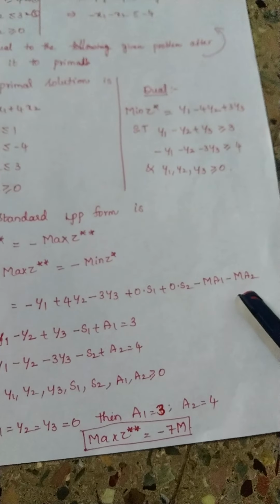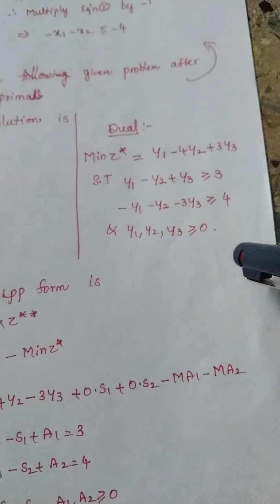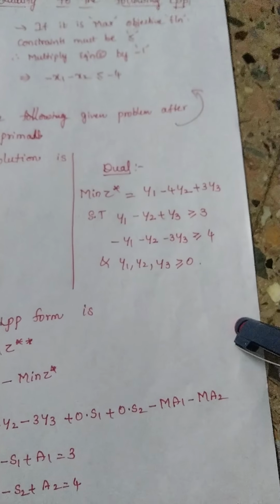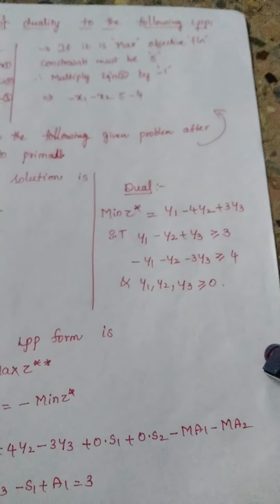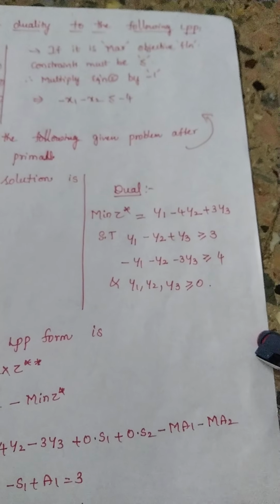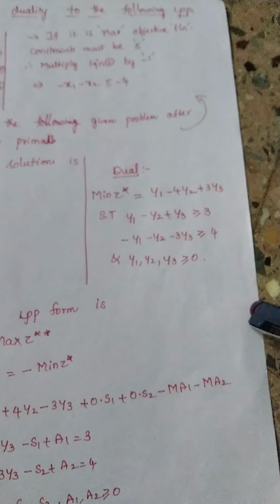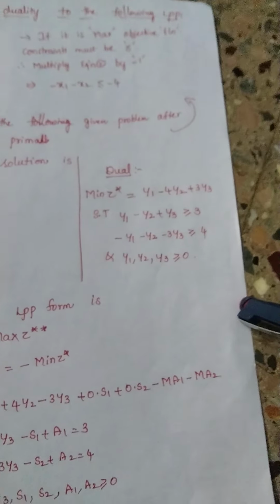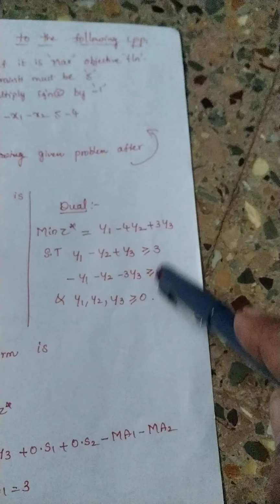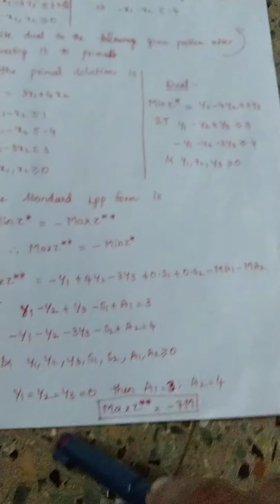And these are all the values. As this is the dual problem, we are having two constraints as greater than or equal to. If the constraints are having greater than or equal to sign, then what methods are we using? Either the big M method or the two-phase method. So I am using the big M method, as these two are greater than or equal to constraints.